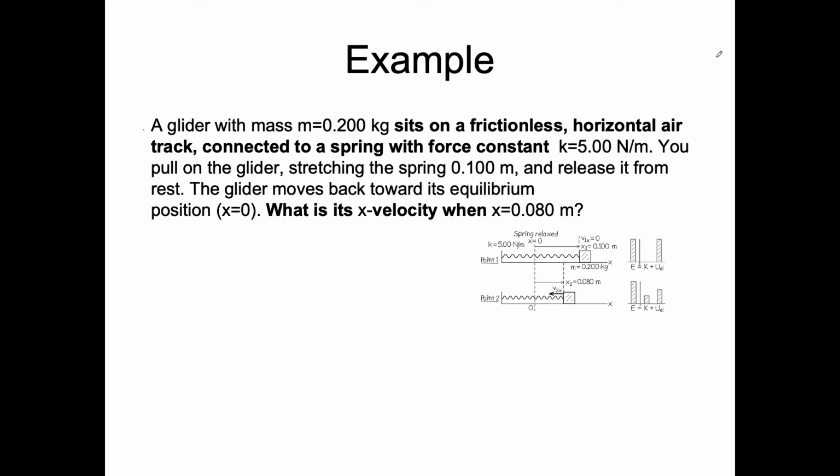We have a block whose mass is 0.2 kilogram. There's no friction because we use an air track. The spring constant is 5 newtons per meter. We pull on the block, stretch the spring to 0.1 meter and release from rest. Then the block moves back. We want to find out what will be the velocity of the block here.